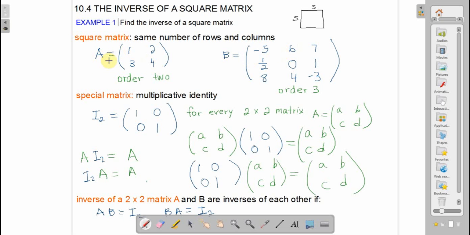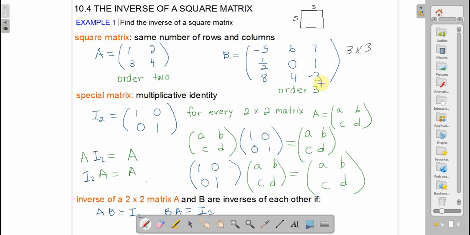For example, here we have a square matrix. It's a 2 by 2 square matrix. We call it 2 by 2 because it has 2 rows and 2 columns. We also call it a square matrix of order 2. And here we have a square matrix of order 3. That means 3 rows, 3 columns, or a 3 by 3 matrix.